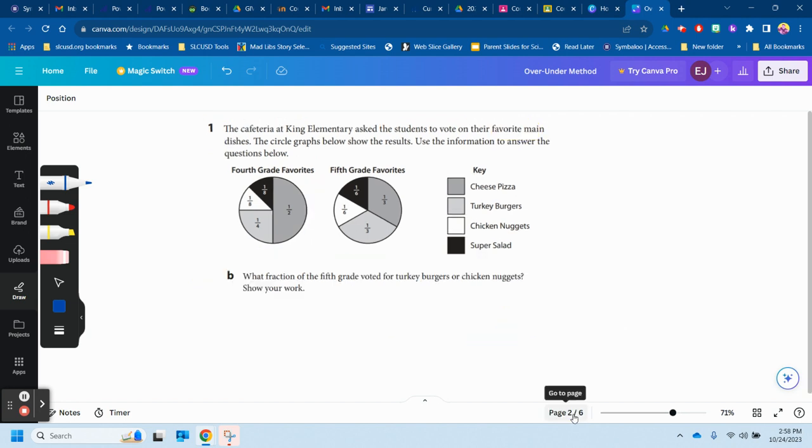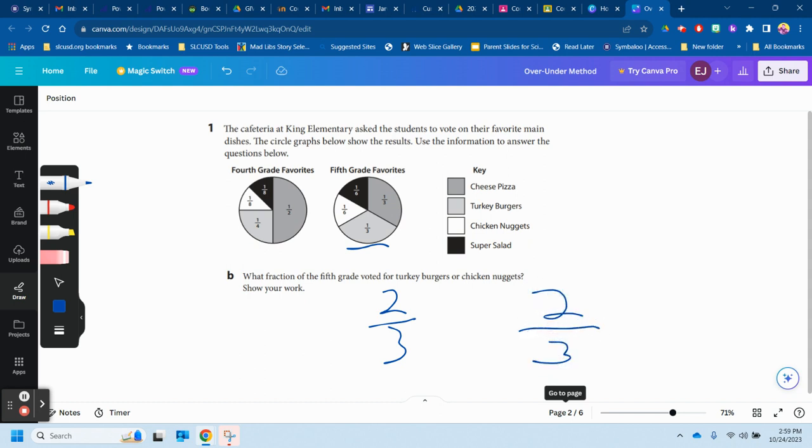Let's take a look at another one. What fraction of the fifth graders voted for turkey burgers or chicken McNuggets? So we're looking at the fifth grade. 1/3, 1/3. So two-thirds. That's simple enough. 2/3. 1/3 plus 1/3. Can't get easier than that. That was an easy one. Wonder why I picked that one. So let me write it at least clearly.